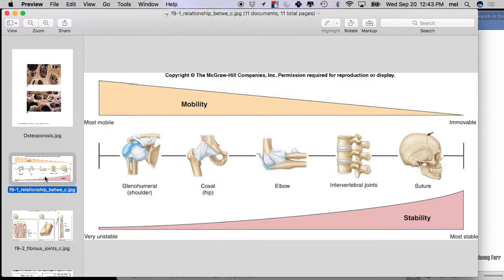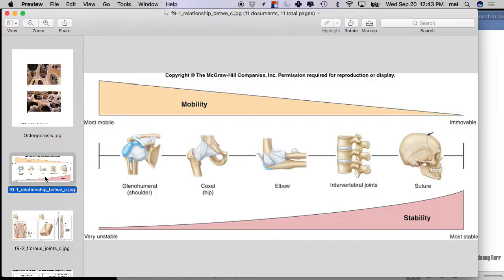So the most stable joints that you have are like the sutures, your cranial sutures, but it's still a joint, isn't it? Because it's two bones coming together, right? I know you don't think of it as a joint, but it is. It's just super stable. It's so stable that if I got smacked on the side of the head, it would not slice my brain in half, right? Okay? So that's the most stable joint.